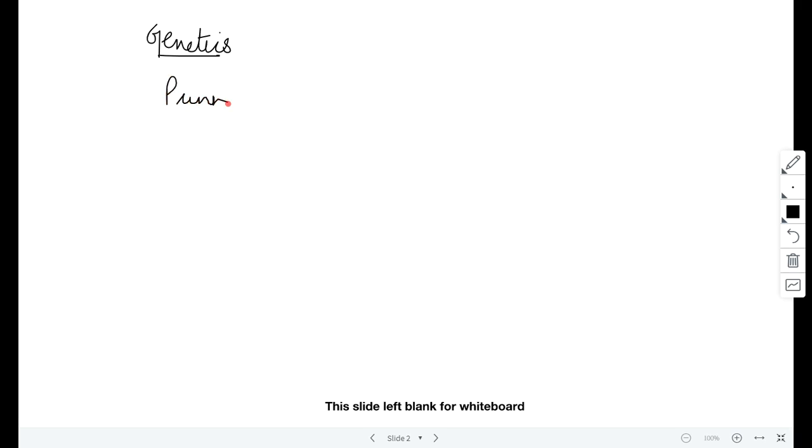Why is it required? Why do we require a Punnett square? I told you we used to make a square, remember? Basically, it helps to show the genetic cross, which alleles will be present in a genetic cross.